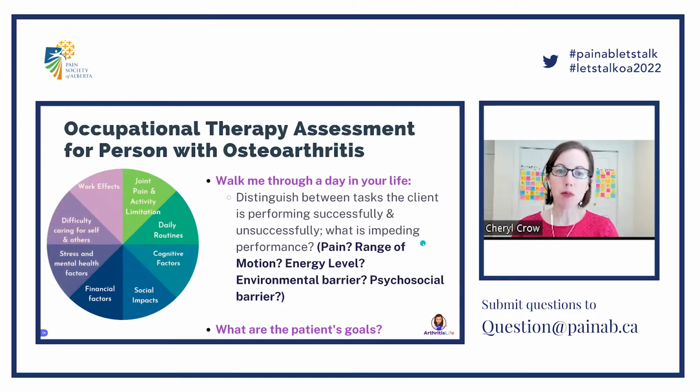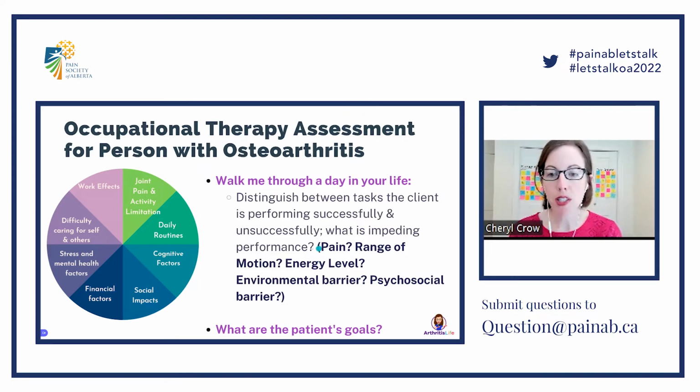When we assess someone with OA, the most important question, honestly, to me is, walk me through a day in your life. What is hard for you? What are the reasons that task is hard? Is it putting on your shoes? Is it a higher level cognitive task, like maybe managing your appointments, taking care of children or pets or grandchildren?